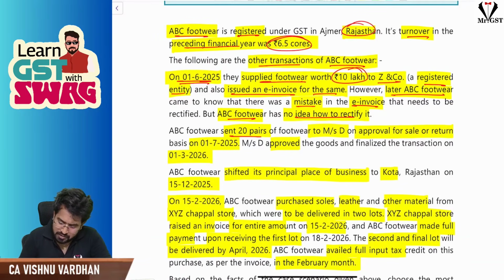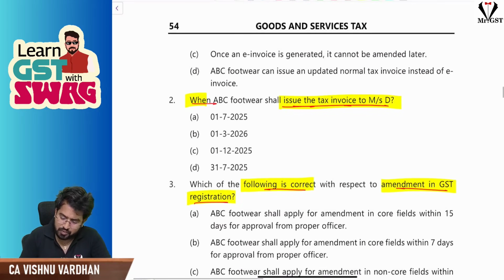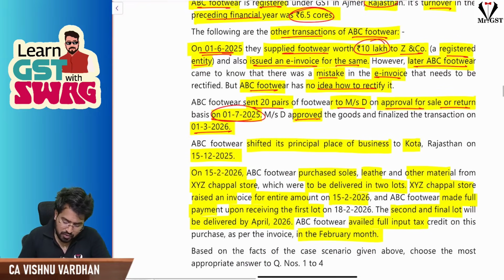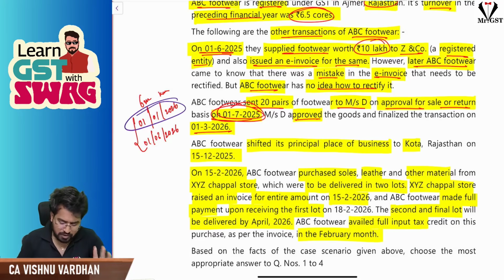They sent 20 pairs to Messrs D on approval for sale or return on 1st July 2025 and they approved this on 1/3/2026. If you remember, for D, they have asked when ABC shall issue the tax invoice to Messrs D. So, 6 months from the date of removal, that is 1/7/2025, 6 months will be 1st Jan 2026, or approval 1/3/2026, whichever is earlier. So 1/1/2026 is earlier, so that should be the deadline.